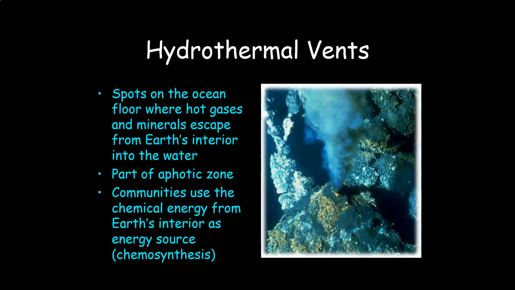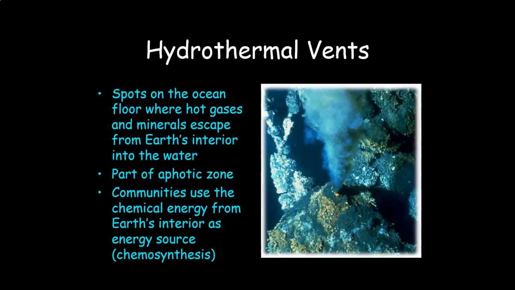Another interesting ecosystem down here in the deep is the hydrothermal vents. These are spots on the ocean floor where we've got hot gases and minerals escaping from Earth's interior, and lots of really crazy, cool, interesting organisms are surviving in these hydrothermal vent ecosystems. This is where we talk about initially that idea of chemosynthesis. Being this deep, we've got to have ways to have some primary productivity, some organisms who are capable of making their own food. But because there's no sunlight, photosynthesis is not an option.